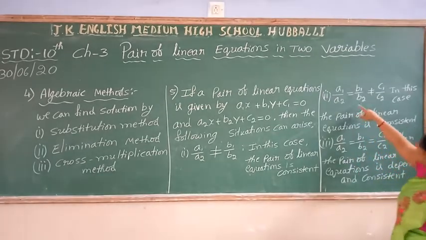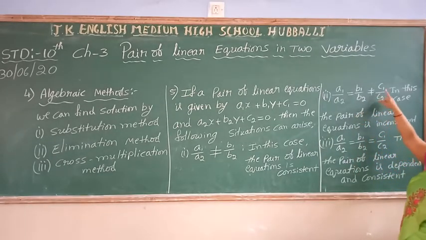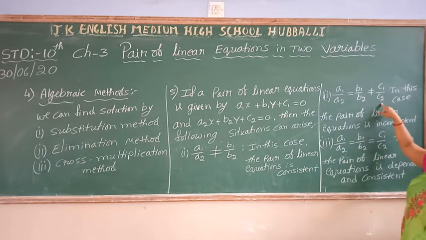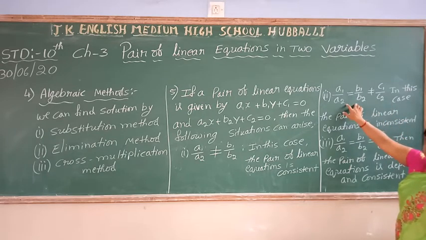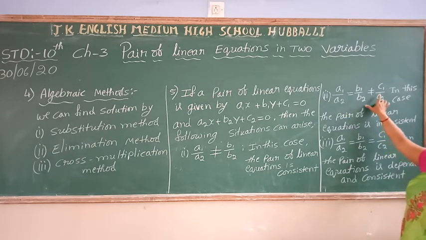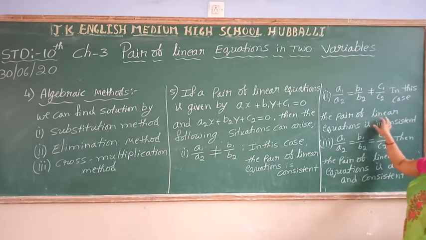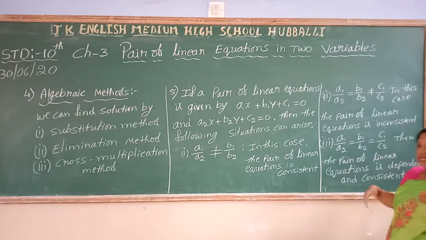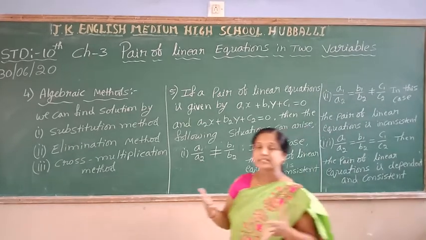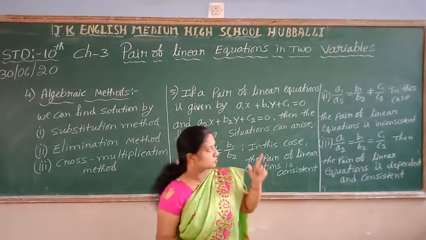And here A1 by A2 is equal to B1 by B2, but it is not equal to C1 by C2. So these two ratios are equal, but this ratio is not equal to the C1 by C2 ratio. So in this case, we say the pair of linear equations is inconsistent. Inconsistent means we are going to get parallel lines, so there is no solution.